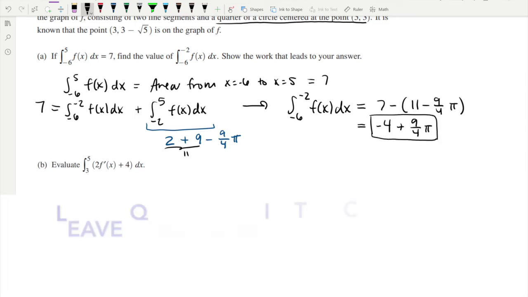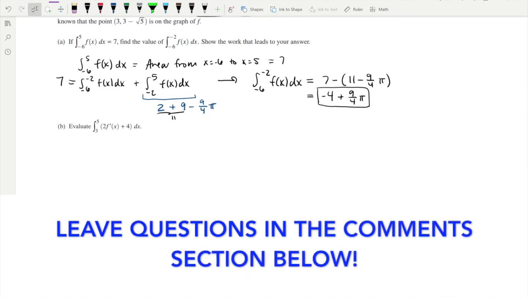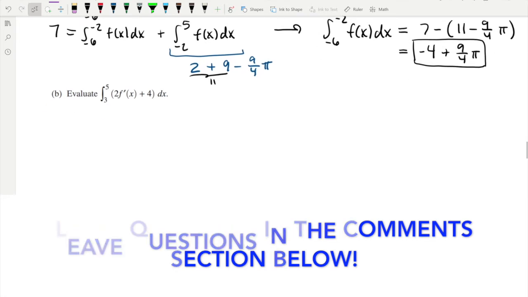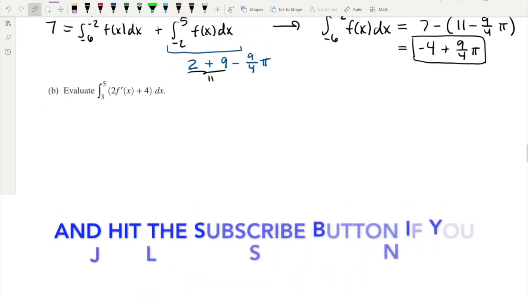Okay, great. Let's do part 2, Part B. Evaluate this integral.